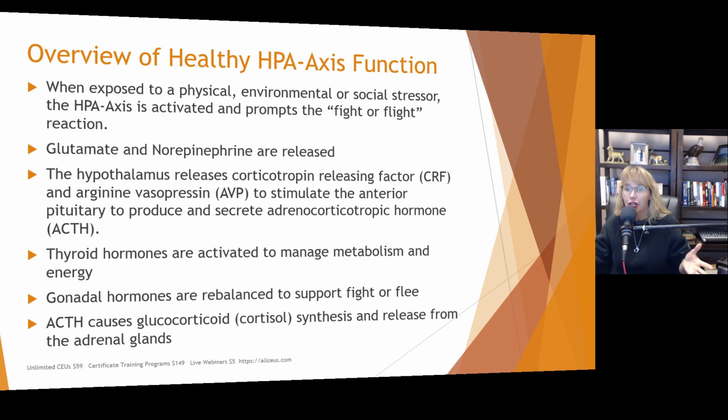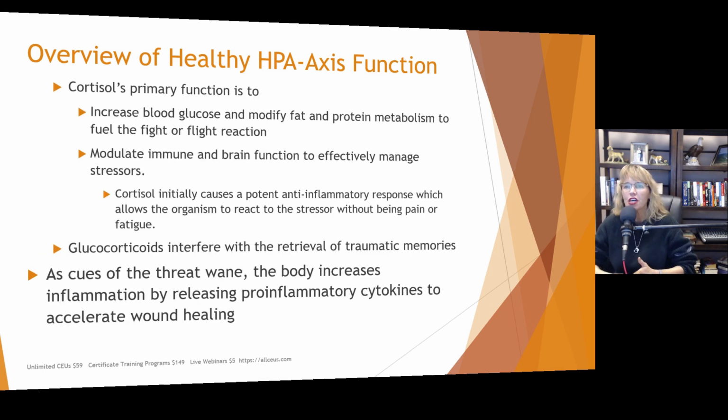After this happens, your thyroid hormones are activated to manage metabolism and energy. That's that HPT axis again. So it reaches out and taps that axis. And then it reaches over and taps that HPG axis in order to rebalance the gonadal hormones to support fight or flee. ACTH causes glucocorticoid synthesis, causes your body to make cortisol and release it from the adrenal glands. Cortisol's primary function is to increase blood glucose and modify fat and protein metabolism to fuel the fight or flight reaction.